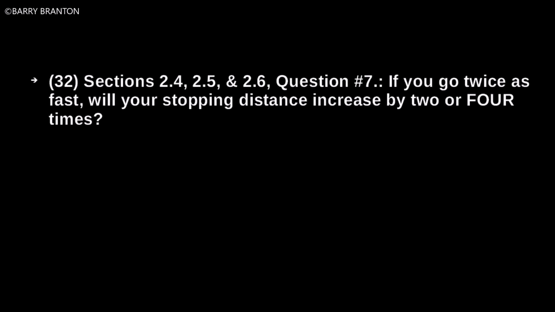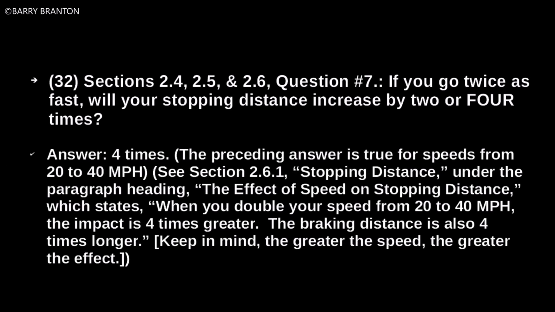If you go twice as fast, your stopping distance increases by 2 or 4 times? Answer: 4 times. The preceding answer is true for speeds from 20 to 40 miles per hour. Stopping distance, under the paragraph heading, the effects of speed on stopping distance, states when you double your speed from 20 to 40 miles per hour, the impact is 4 times greater. The braking distance is also 4 times longer. Keep in mind, the greater the speed, the greater the effect.